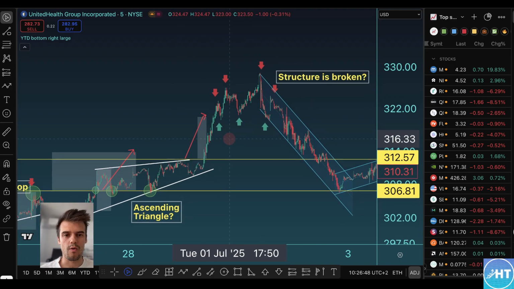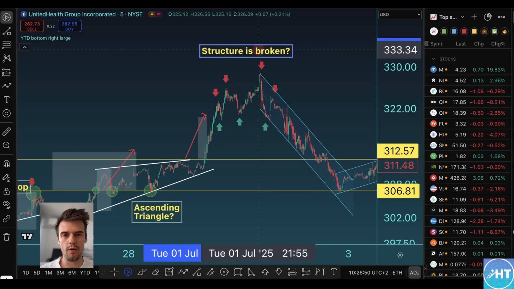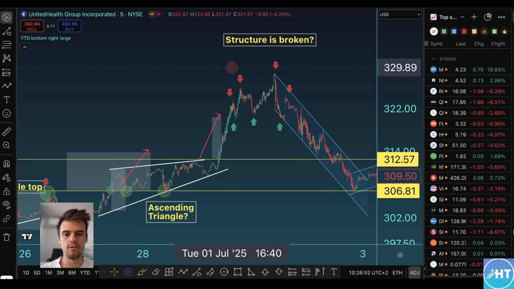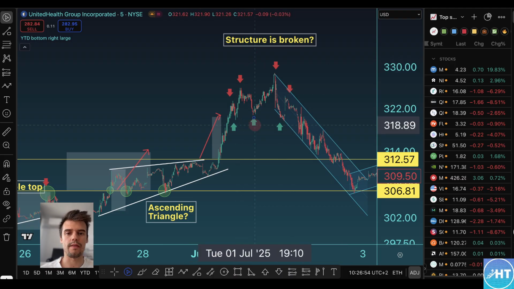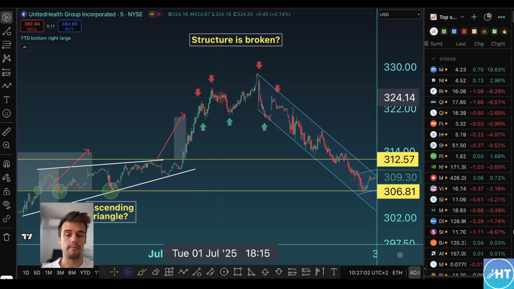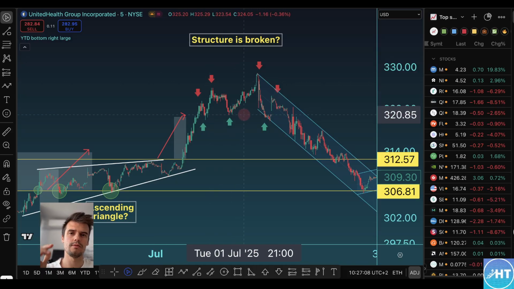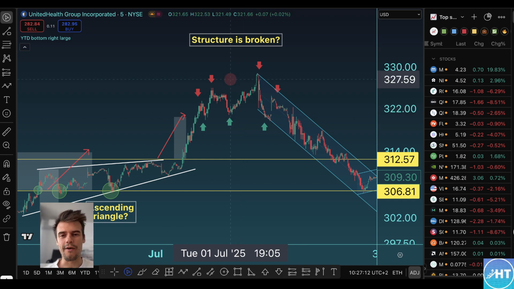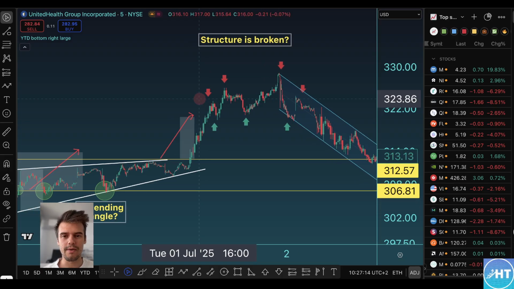But look at this, what happened here? Structure is broken. That's a question that I ask you. Take a look at this price action right here, and what do you think? This market structure was broken. Can you spot it? All right, let's go with it. Post the video if you want and share in the comments: was the market structure right here broken? If not, it's okay. All right, so we have a very interesting market structure.